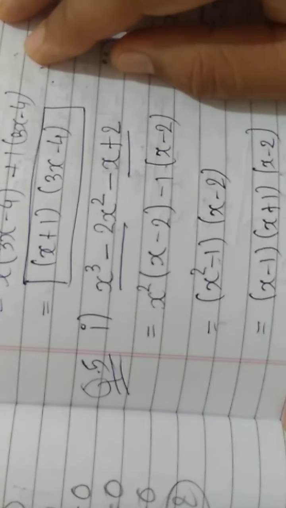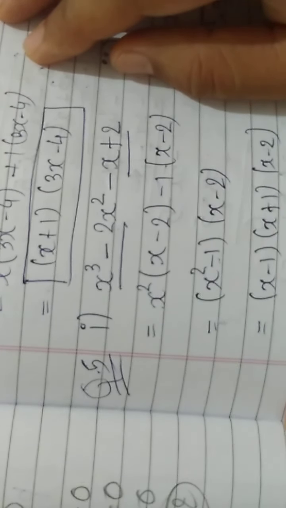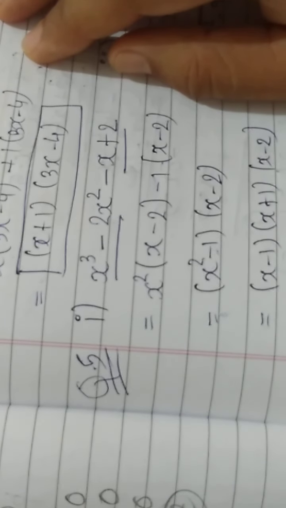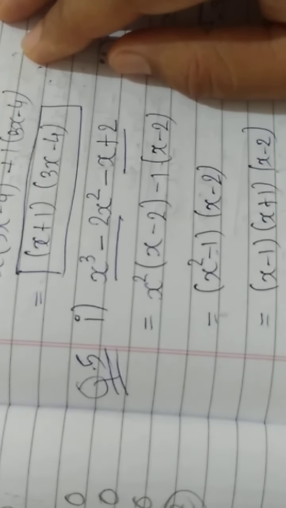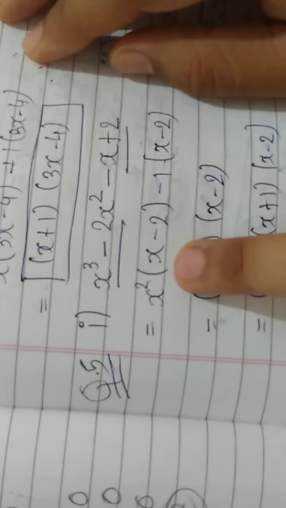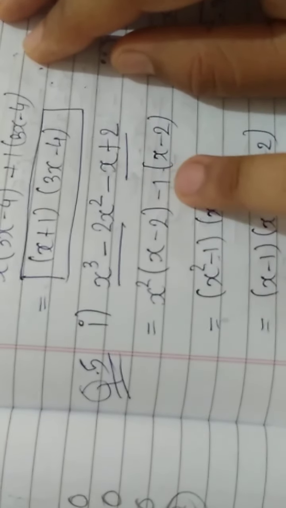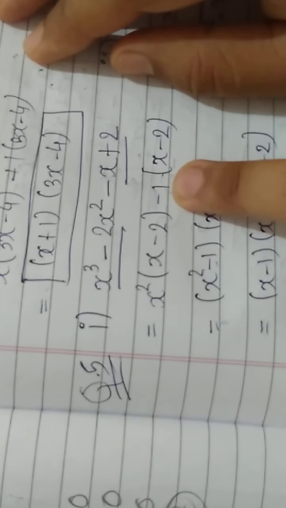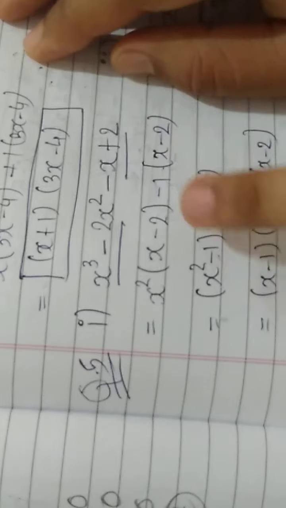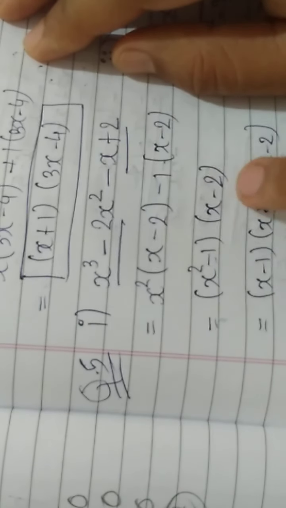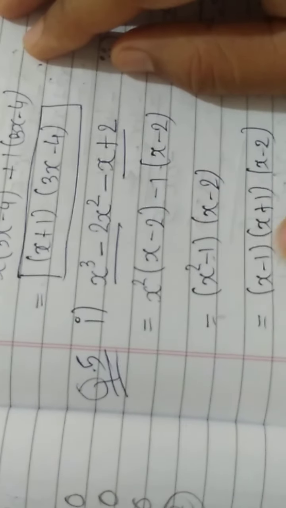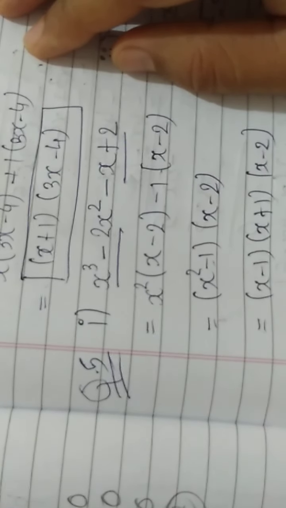So first one, x cube minus 2x square minus x plus 1. First of all, we will make pairs of 2 from these. From the first pair we can take x square as common, so x square common, and in the bracket x minus 2. From the second pair we can take minus 1 as common. If minus 1 is taken common, the sign will change, so x minus 2. So here x square minus 1 and x minus 2. The factors of x square minus 1 are x minus 1 and x plus 1, so this is the answer.